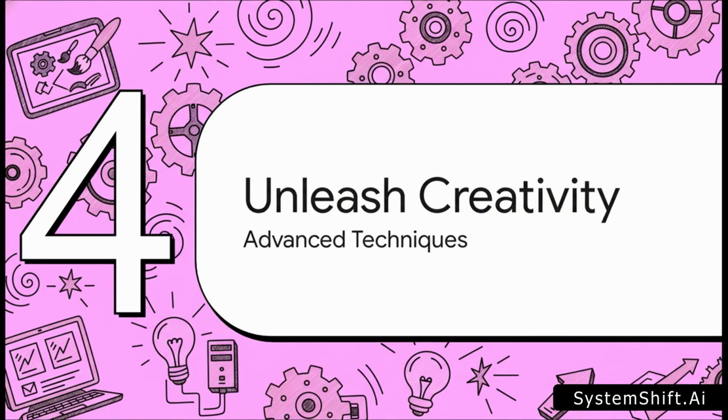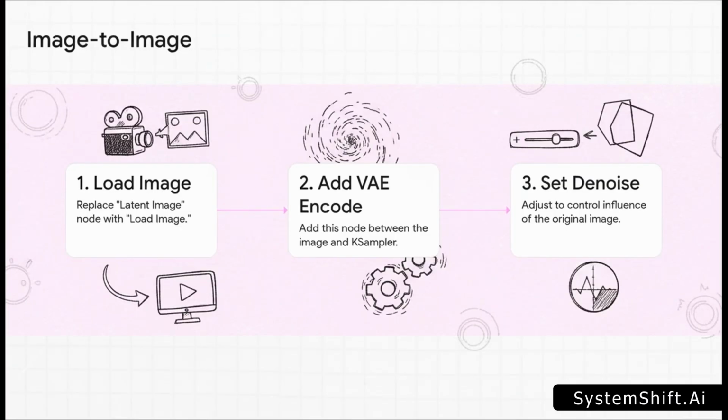Let's talk about some advanced techniques to take your creations to a whole new level. First up, image to image. This is so cool. Instead of just giving the AI a text prompt, you can give it a starting image to work from. All you have to do is swap out one node for a load image node and then add a VAE encode node. That basically just translates your picture into a language the AI can understand. The real magic knob here is the denoise setting. A low value is perfect for small touch-ups, but if you crank it way up, you let the AI get really creative and totally transform your original image.